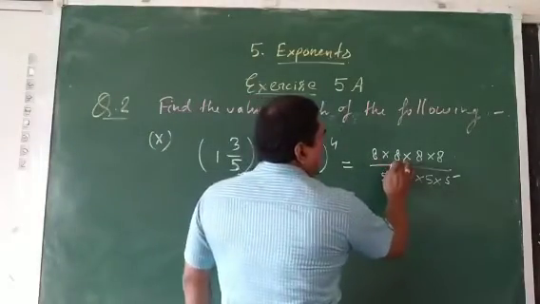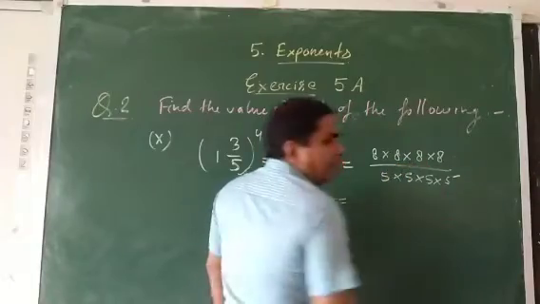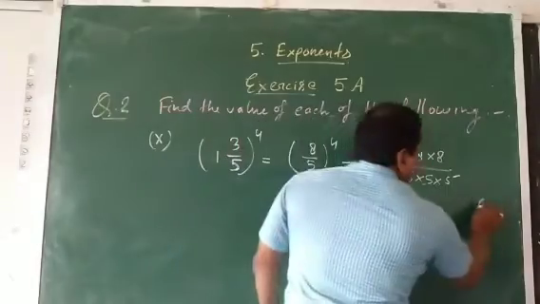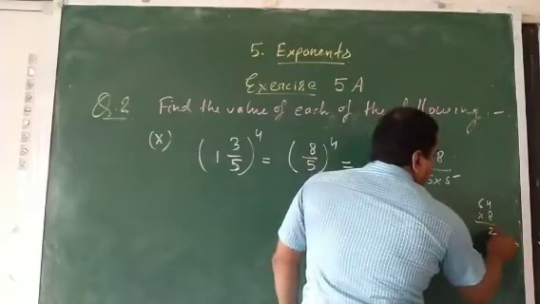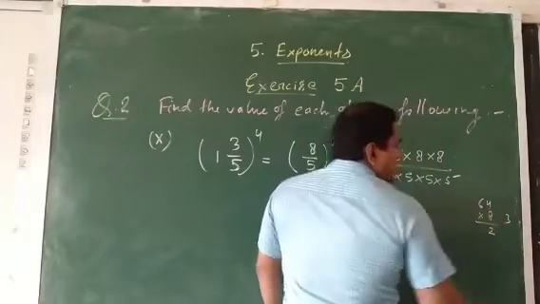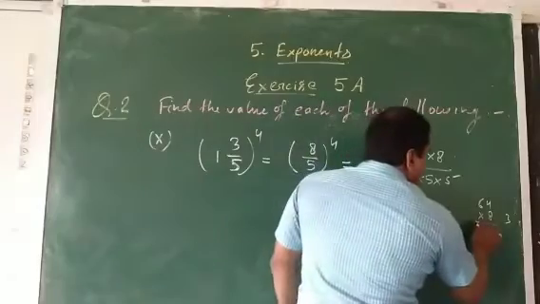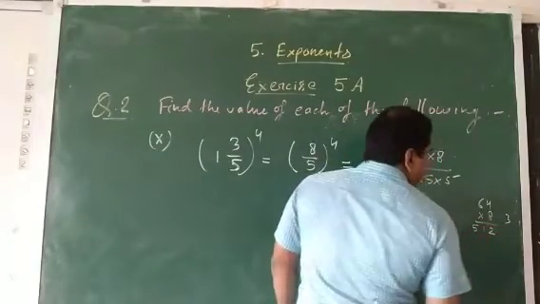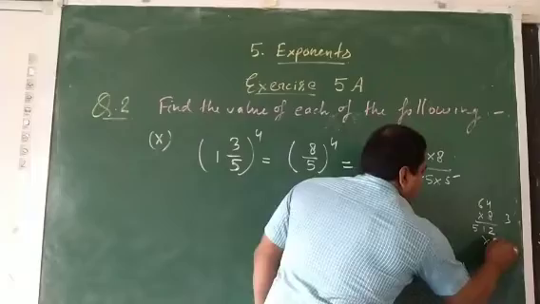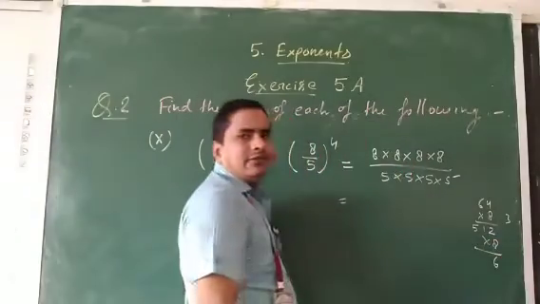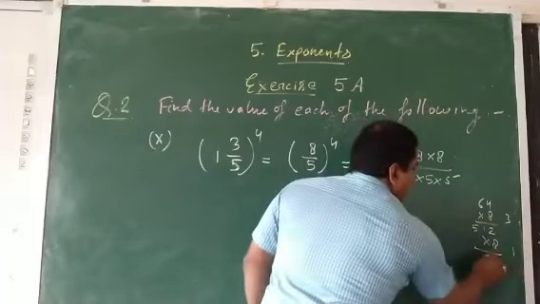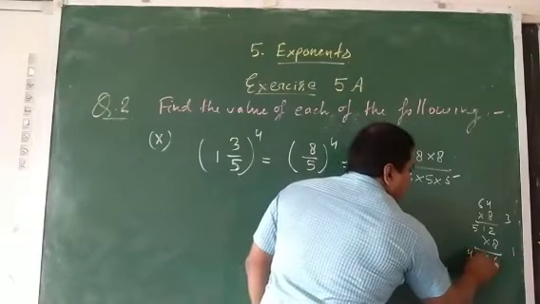Here 8 eights are 64, 64. Multiply again: 8 fours are 32, 3 carry. 8 sixes are 48, 48 plus 3 is 51. Okay, then again multiply by 8 one more time. 8 twos are 16, 1 carry. 8 ones are 8, plus 1 is 9. 8 fives are 40.